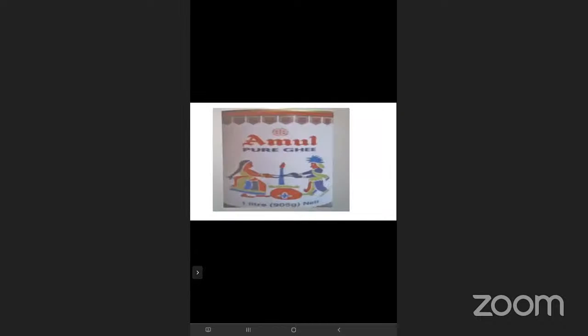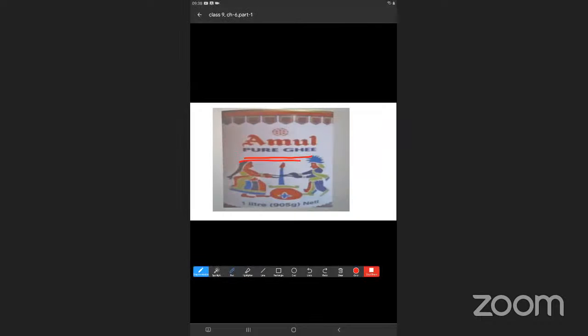And here, this Amul pure ghee. What does it mean here? Pure means only one kind of particles will be present. Does this contain only one kind of particles? No. In this, different kinds of particles will be present. Then why do we call this pure ghee? Here it means it is not containing any harmful substances.